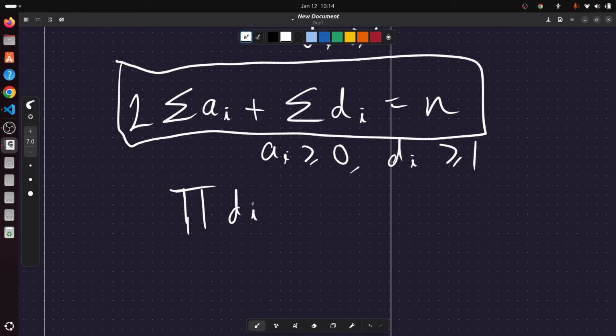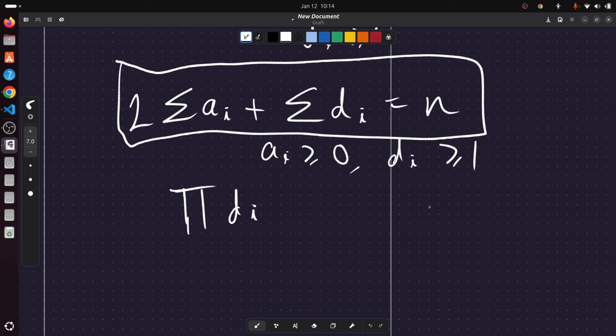If this is the condition, then over all ways to divide this n into ai's and di's, such that twice the sum of ai plus sum of di is equal to n, I have to find the product of di and take the sum of that over all the ways, right?